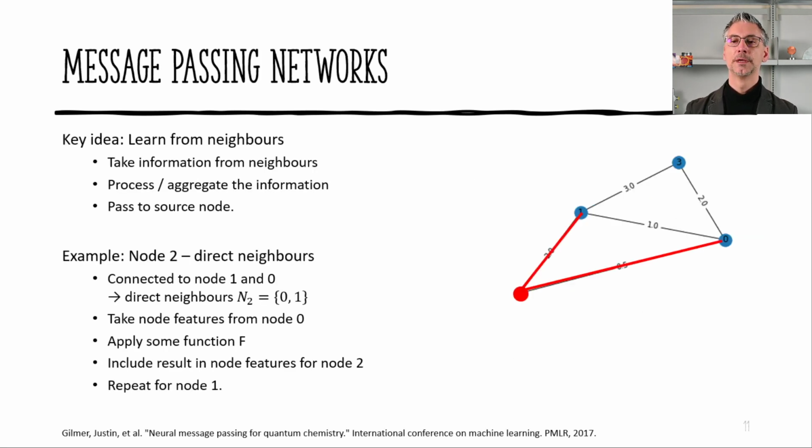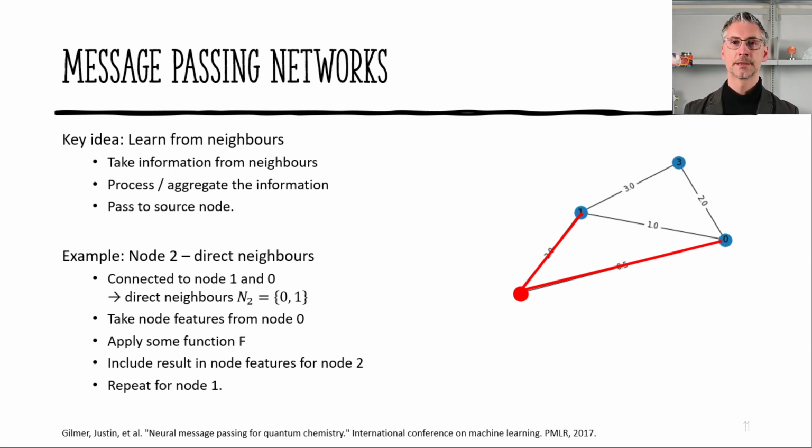We focus here on the message passing networks. The key idea is that we learn from neighbors. So that means we take information from neighbors, so we sit on a node and then look at the nodes that we are related to. This relationship, remember, is part of the edges. So we take information from the neighbors, process or aggregate this information somehow and pass this on.